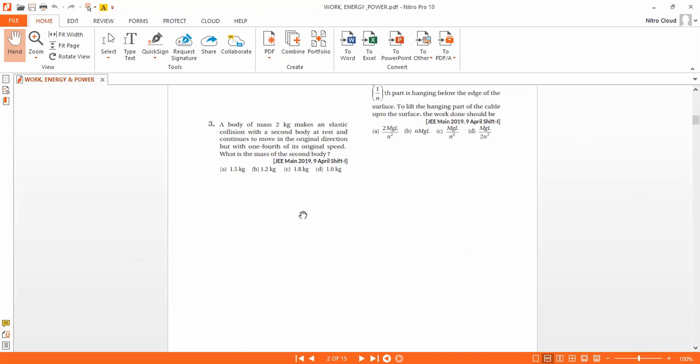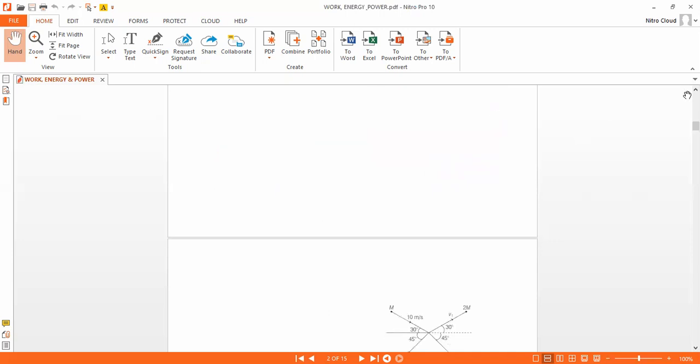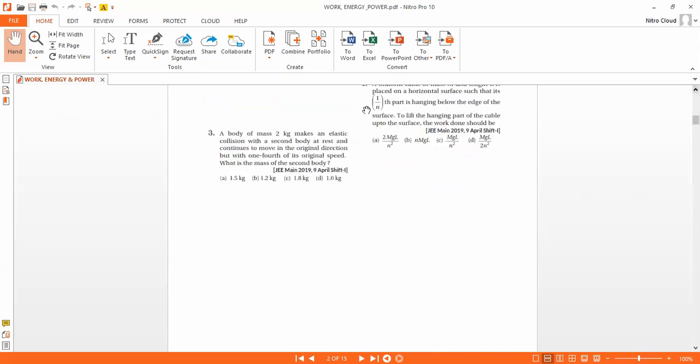Next question. A body of mass 2 kg makes an elastic collision with a second body at rest. That I can write as M1 is equal to 2 kg. Makes an elastic collision, that is, it is having a velocity before collision. Second body is at rest. I will consider it as M2. U2 is equal to 0.